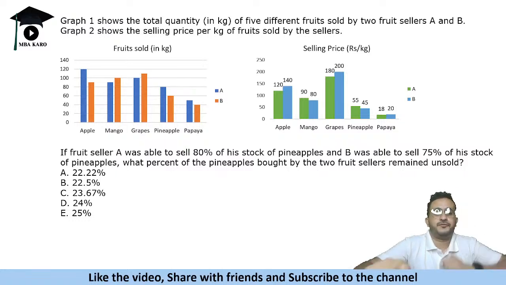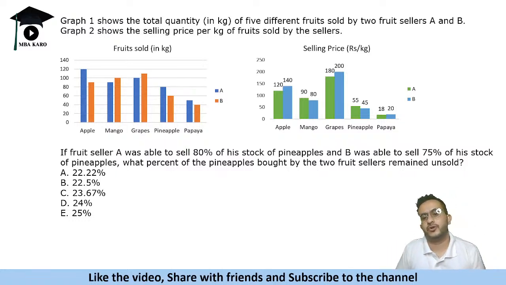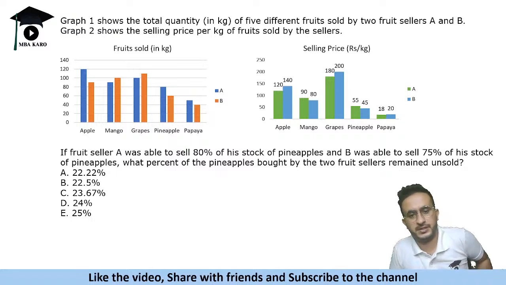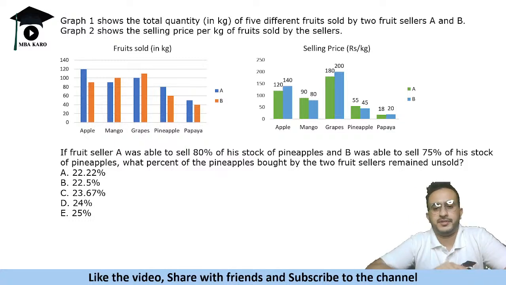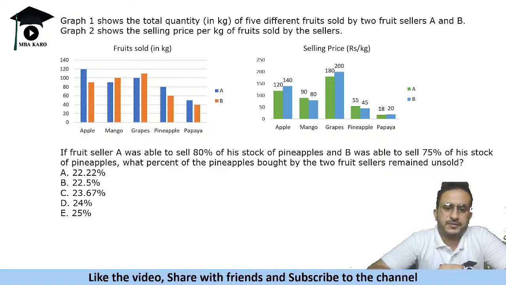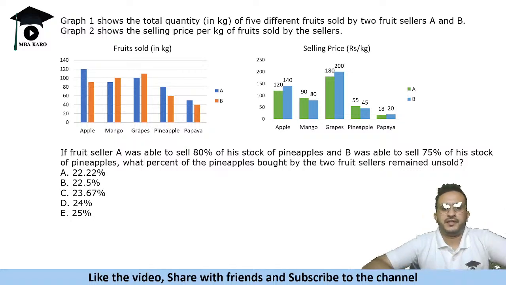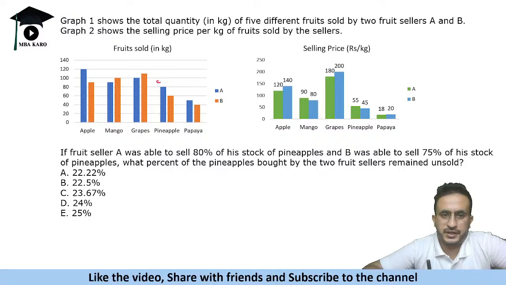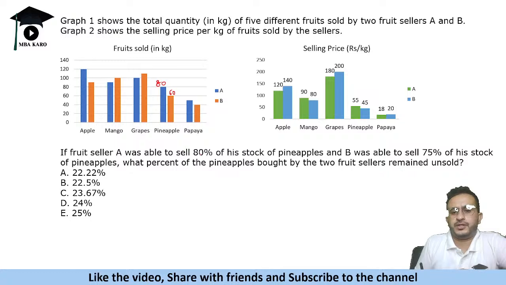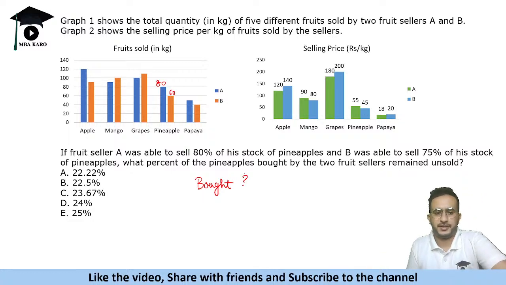If fruit seller A was able to sell 80% of his stock of pineapples and B was able to sell 75% of his stock of pineapples, what percent of the pineapples bought by the two fruit sellers remained unsold? So again, we are given how much they sold. Okay, 80 and 75. So we are given percentage sold. So we can find how much they bought and then we can find how much remained unsold.